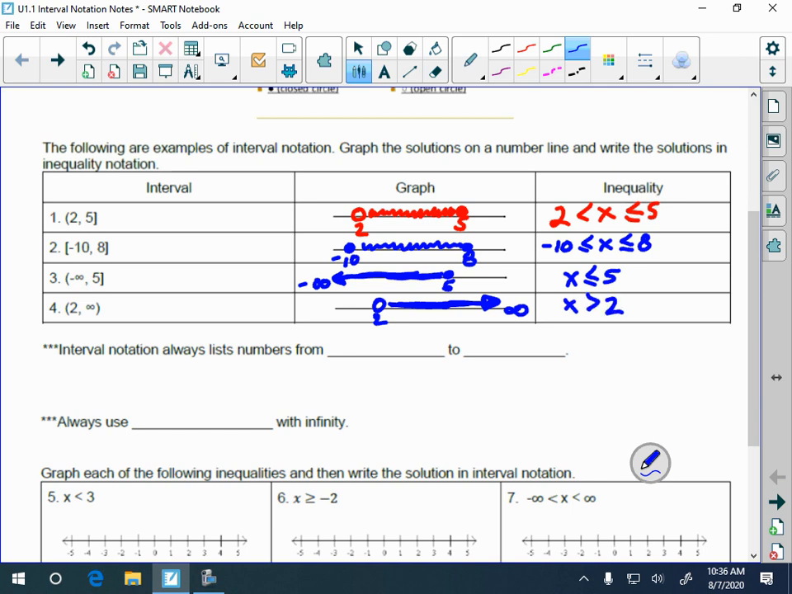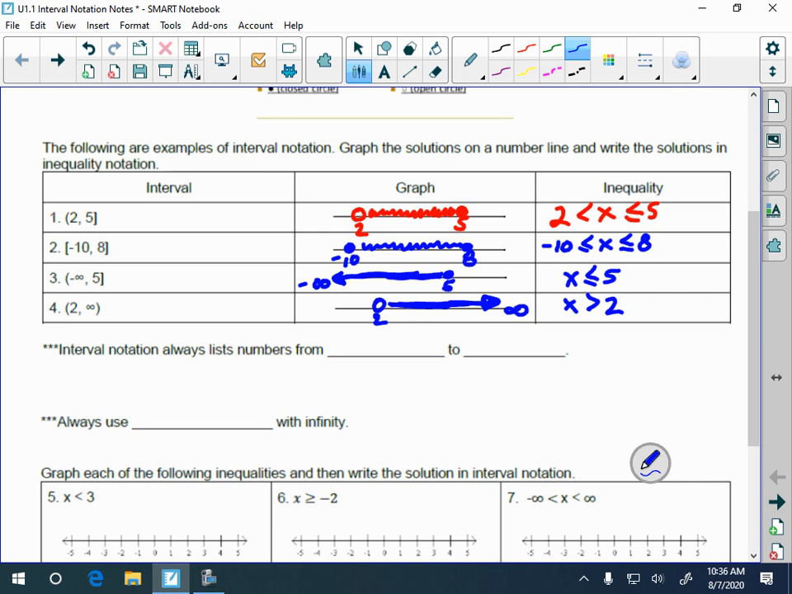So if you look at your inequality and your shading, the arrow is always pointing in the same direction. So less than, use the less than symbol. If it's greater than, you're using the greater than symbol. So it's shading to the right or shading to the left.